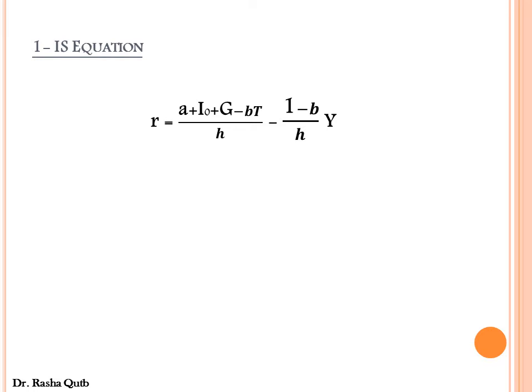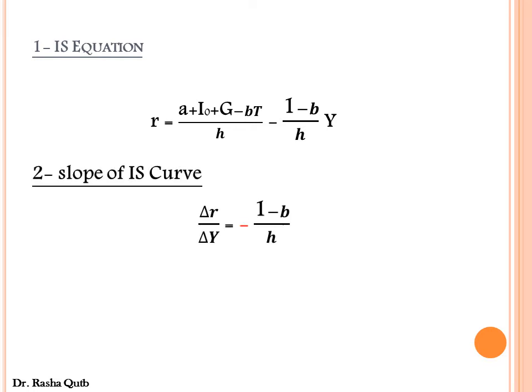In order to get the slope of the IS equation, which is the change in interest rate over the change in national income, we differentiate the IS equation with respect to national income, and we get the slope, which is minus (1 minus B) over H. It has a negative value because we have a negative relationship between the interest rate and national income.